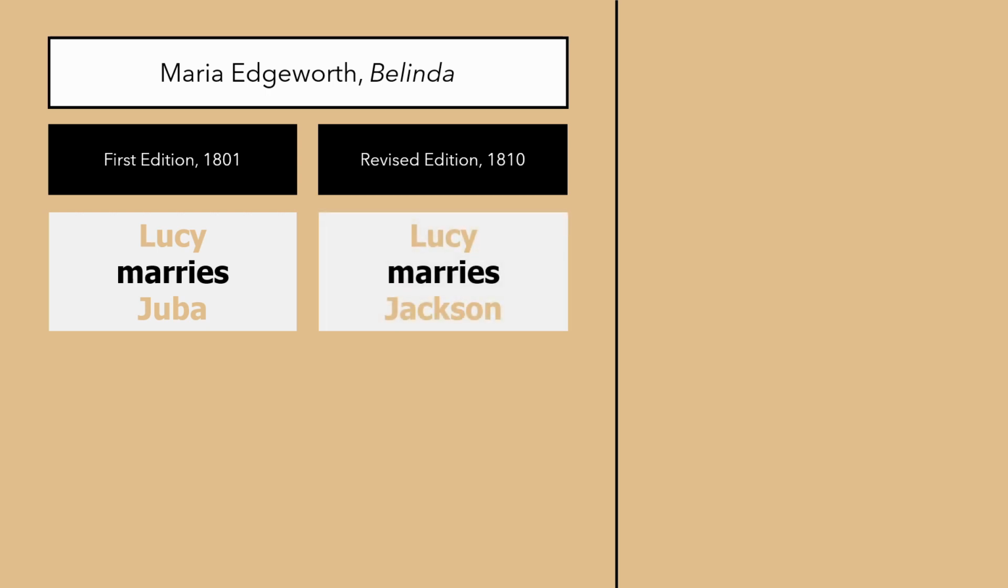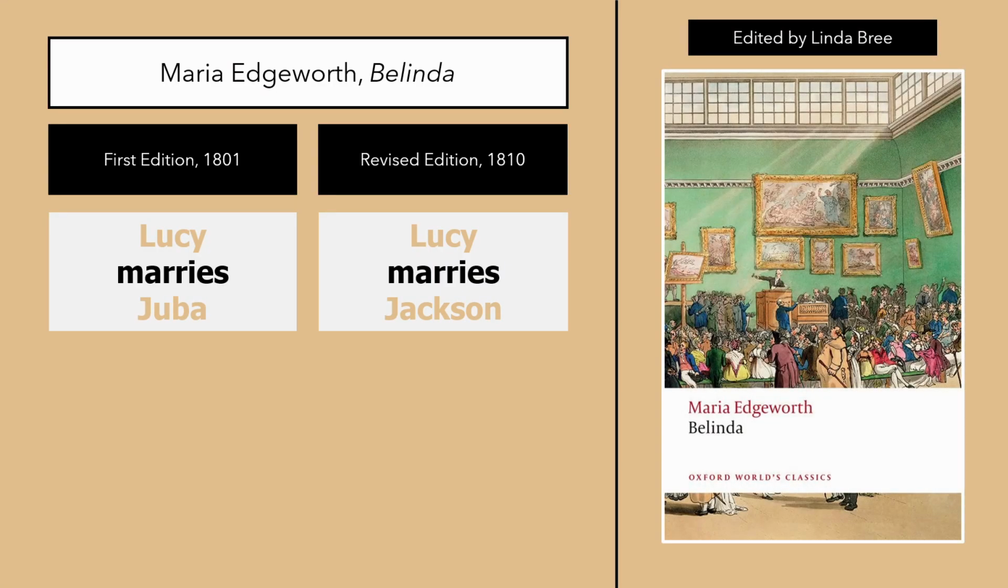This in itself makes the novel a valuable historical document about English attitudes towards blackness, as long as we know the publication history. But to know any of this, we need more than just the plain text. If you get a modern edition that silently reproduces the 1810 version, then you won't even know that the racial theme was there to begin with. A good edition like this one from Oxford, edited by Linda Bree, tells you which version of the text it is using, it is the 1801, and also discusses the revisions and Edgeworth's motivations for making them. Even better, it includes an appendix where you can read the sections that are different in the revised edition.